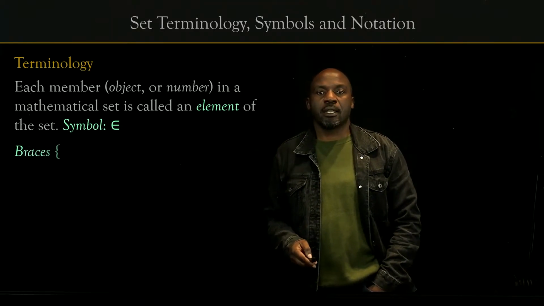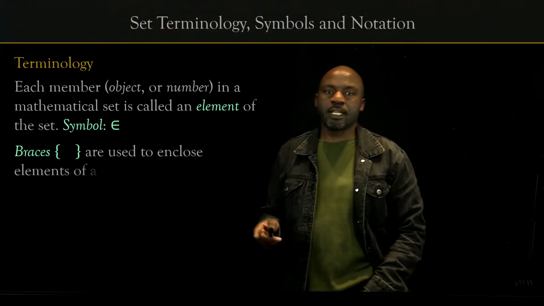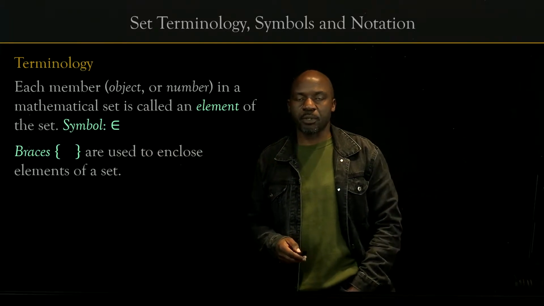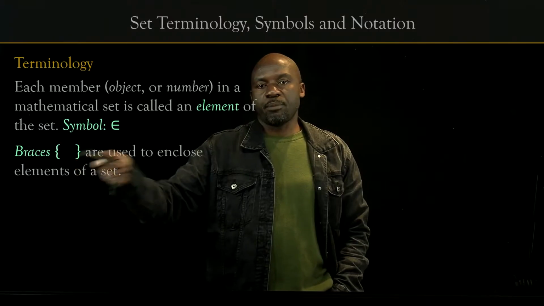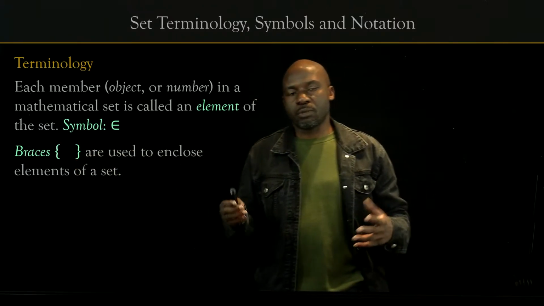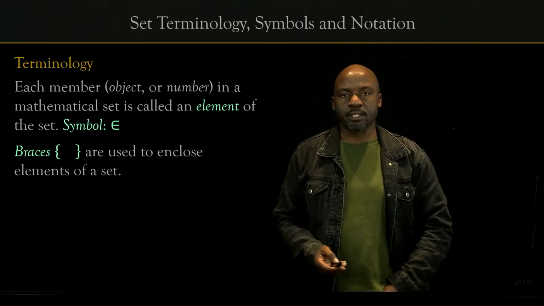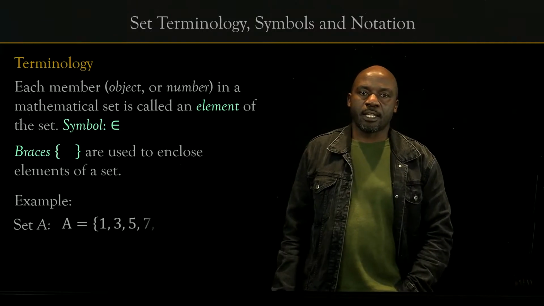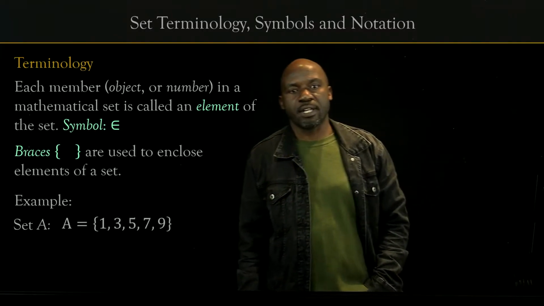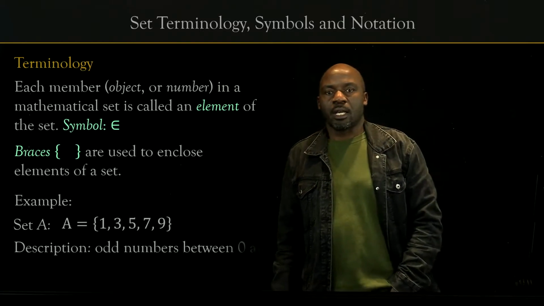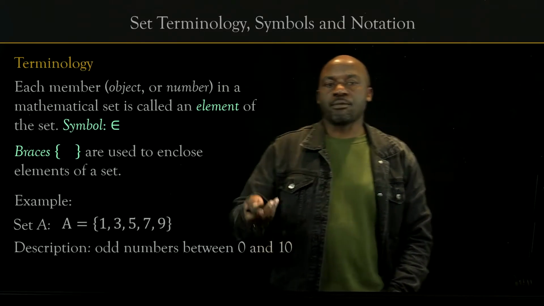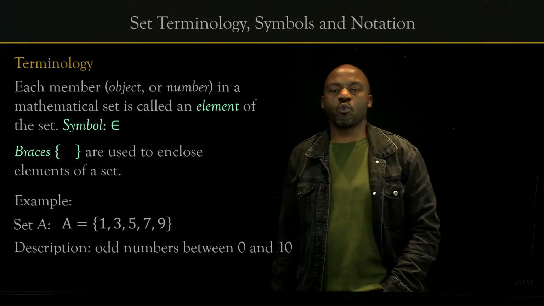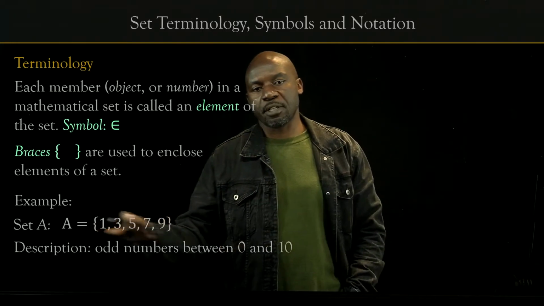So if you want to write that A is an element of a set, we would write A and write that symbol to indicate element, and then we'll write the correct set that we are referring to. All right. We also use these squiggly brackets called braces to enclose members or elements of a set. So for example, if set A contains 1, 3, 5, 7, and 9, first of all, we need to be able to describe this set. This can be described as the set of odd numbers that lie between 0 and 10. So all these are odd numbers, as you can see.